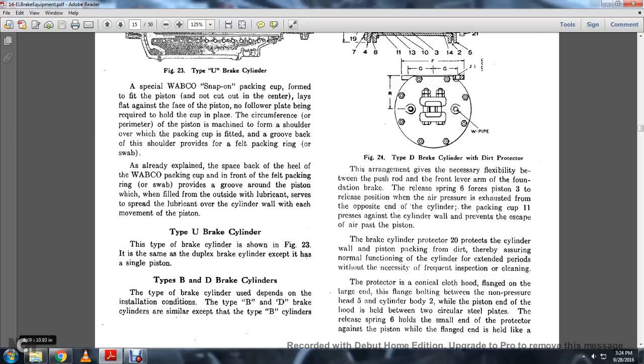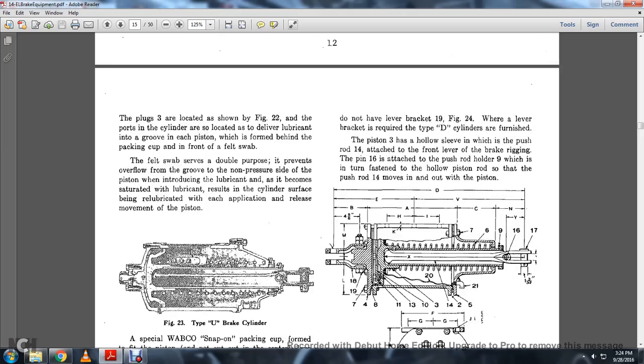Type U brake cylinder. The Type U brake cylinder is shown in figure 23, and is a duplex air brake cylinder as it is shown in single position. Type B and D brake cylinders. The brake cylinder type depends on the installation conditions. The type B and D brake cylinders are similar except the Type B cylinder does not have the bracket, number 19, figure 24. The lever bracket is required for the D cylinders as furnished.